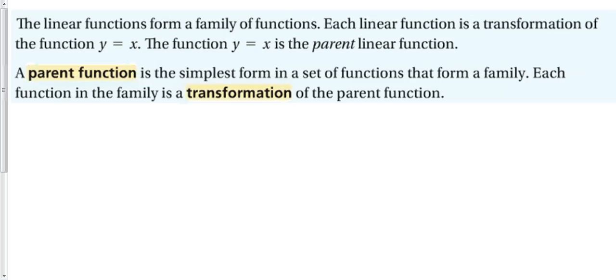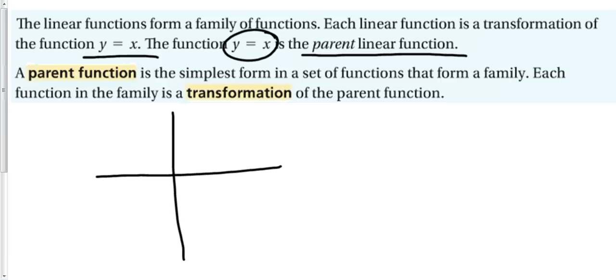Okay? So first is that linear functions form a family of functions. And each linear function, each line, is a transformation of y = x. Okay, that is the simplest form of a function of a line that I can get, which means that it's called the parent linear function. Okay? Every single line that I draw can be derived from this equation right here. And if we graph it, okay, there's my axis, my slope would be 1, my y-intercept would be 0, so my parent function line would look like that.